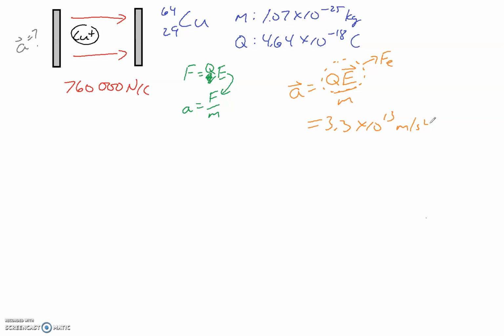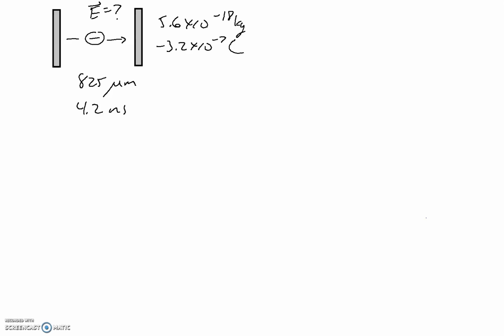Okay, so let's try a different question as well. In this question, we have a negative charge between a couple of plates, and the charge apparently has a mass of 5.6 times 10 to the negative 18 kilograms, and a charge of negative 3.2 times 10 to the negative 7 coulombs. The plates are 825 micrometers apart, and it goes across in 4.2 nanoseconds, and we're looking for the electric field. First things first, I'm going to draw my electric field.